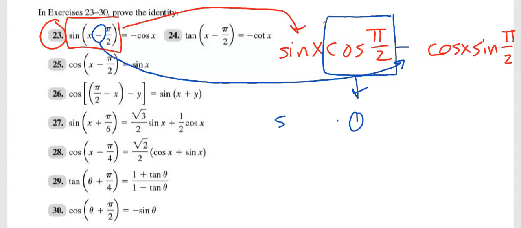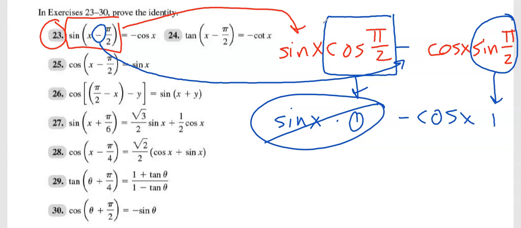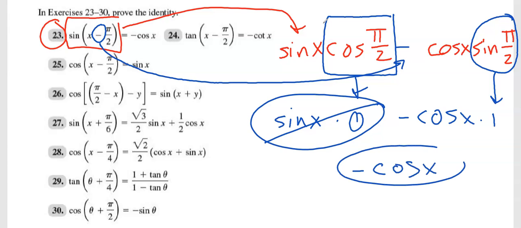When you replace that with 0, what happens to this term? It becomes 0. It's gone. It disappears. Now over here we have negative cosine x. What did you replace sine pi over 2 with? That's a 1. So negative cosine x is your answer. We knew that was going to happen because they told me it would. You have to be able to use the sum or difference formula, in this case the difference formula, and follow the formula, plug things in, look for substitutions, and some wonderful things happen.